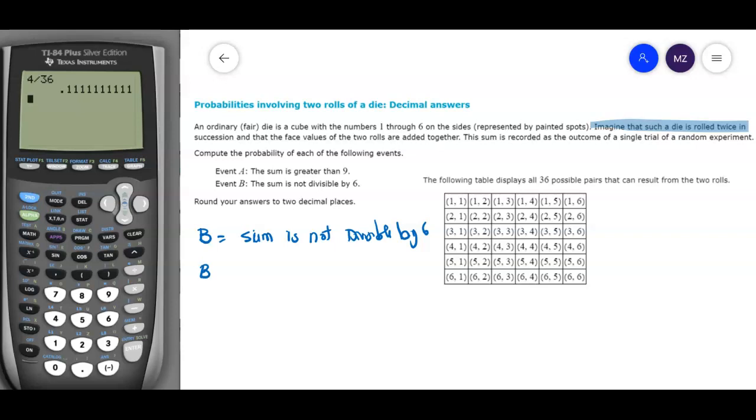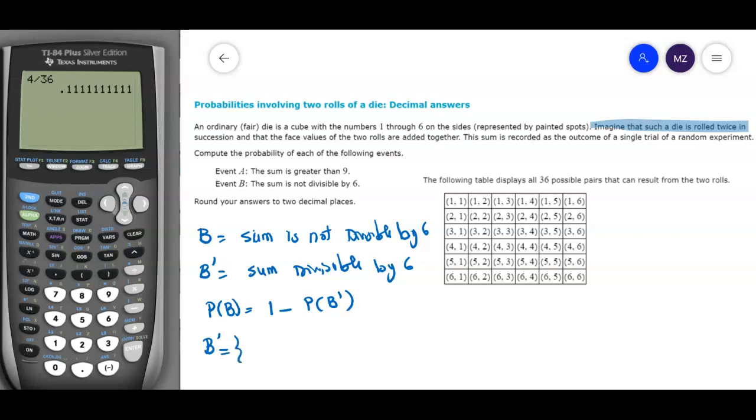So I'm going to move to B prime, which is the complementary. And this is going to be the sum divisible by 6. All right. So what I'm going to be using here is the probability of B is going to be equals to 1 minus the probability of B prime, knowing that B prime is easier to figure out. All right. So what is B prime?